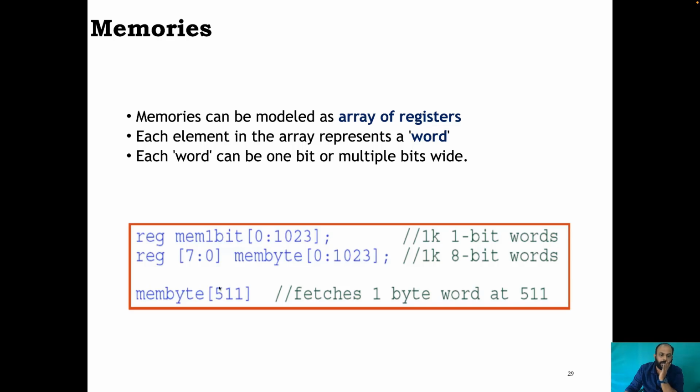Okay, so having declared it, if you want to select a particular vector or word from a particular memory, what should you write? You should write, say, y is equal to membyte[511], which means the vector residing in the 511th row of this particular memory, membyte, will be fetched and stored elsewhere, where it is assigned to.